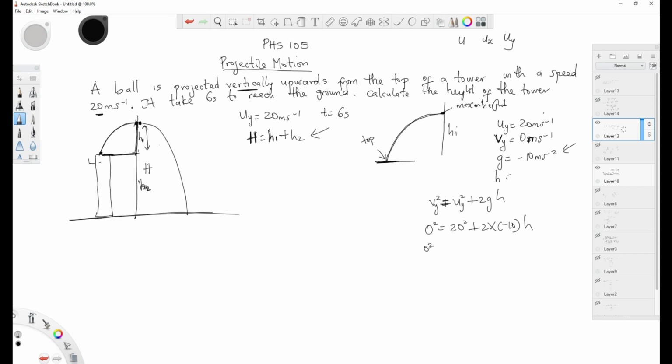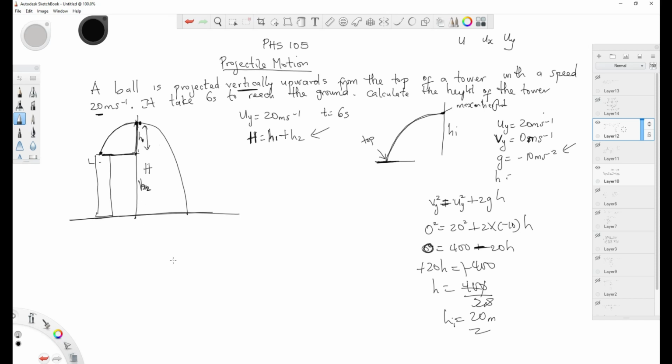So 0, this is 0, this is 400, and this is minus 20 h. So collecting like terms, it becomes minus 20 h equals minus 400, minus cancels minus, h equals 400 divided by 20, and that's 20. Height h1 in this case is 20. We've gotten h1. Now we need to get the total height.